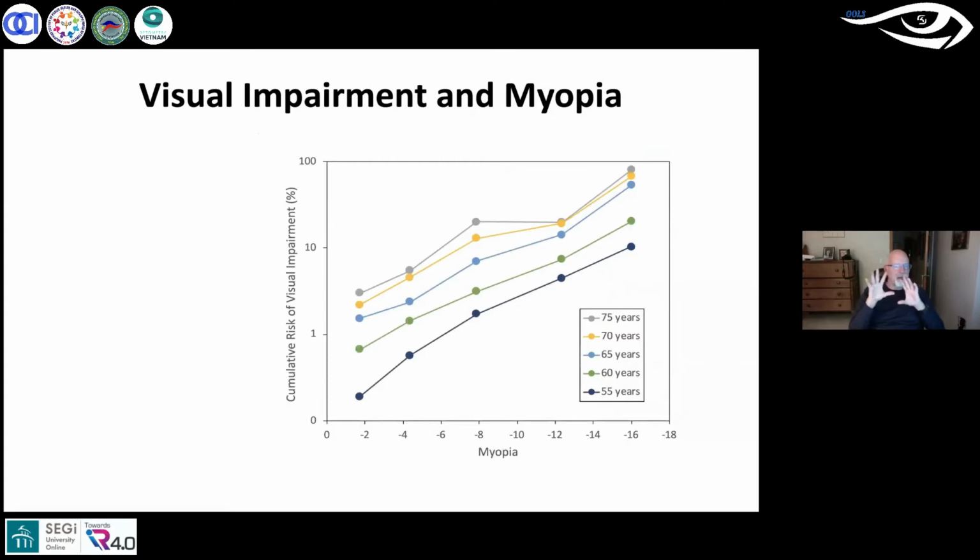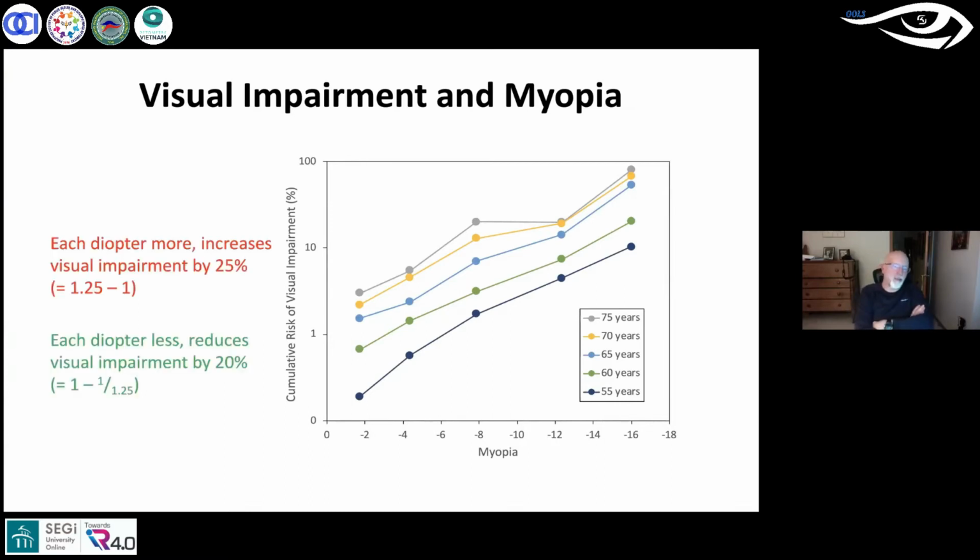Okay, these are the Dutch data from that paper just replotted. What you can see is that regardless of the age of the patient, there's a steady increase in the risk of visual impairment. And it seems to be the same increase in risk regardless of the age group. Now, what is the slope of those lines? Well, I've been conservative here. It's actually closer to 30%, but let's call it 25% for now.